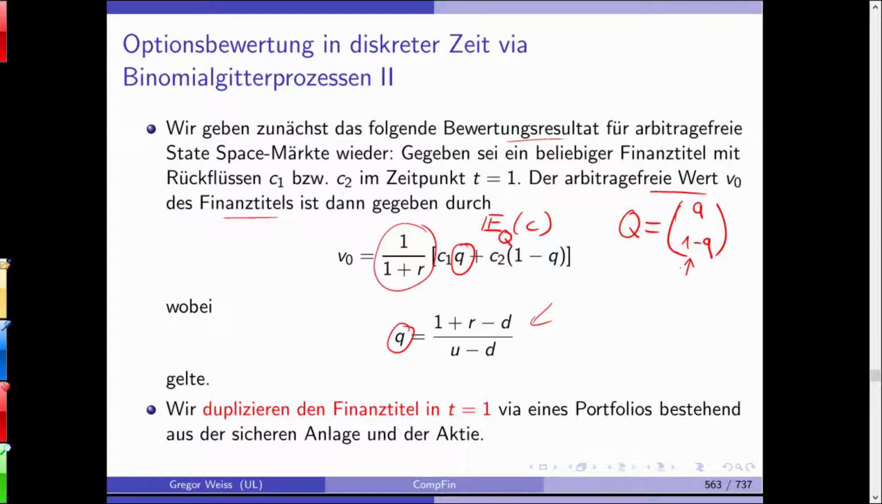If there is at least one set of probabilities, or more precisely we speak of a probability measure, Wahrscheinlichkeitsmaß, if there is at least one risk-neutral probability measure, then the market is arbitrage-free. If this probability measure is unique, if those probabilities are unique, then the market is complete. Yeah? I'll repeat it in German to stress this.